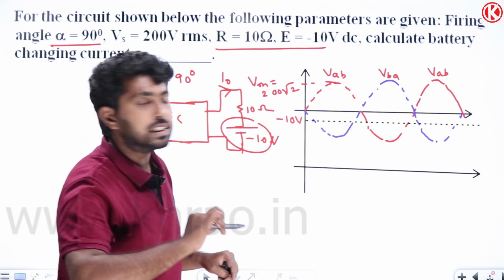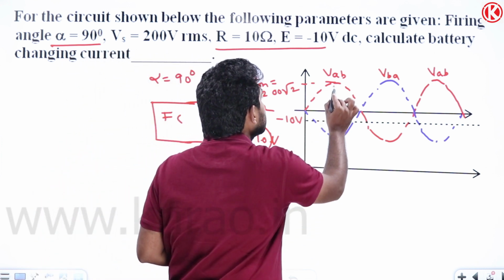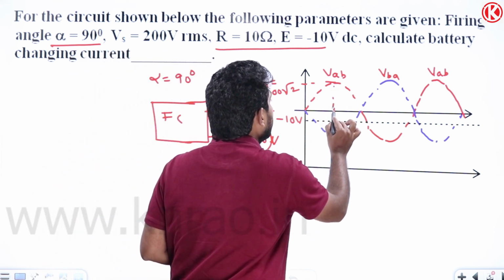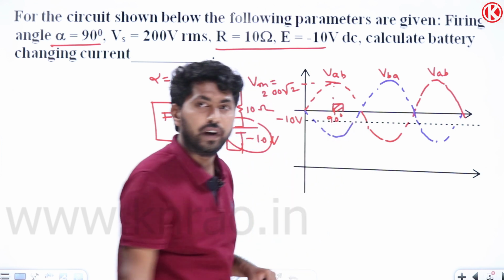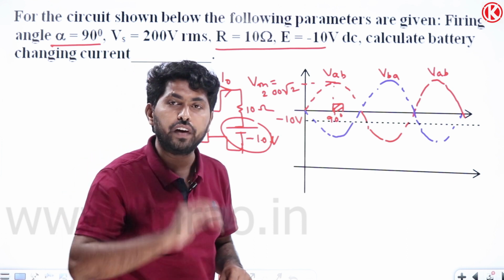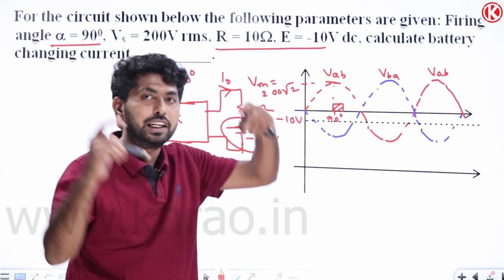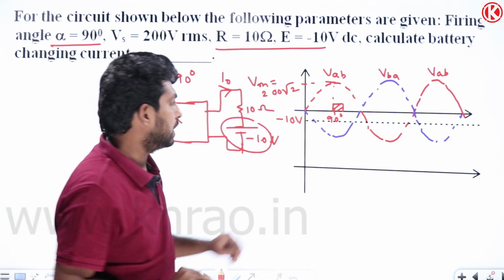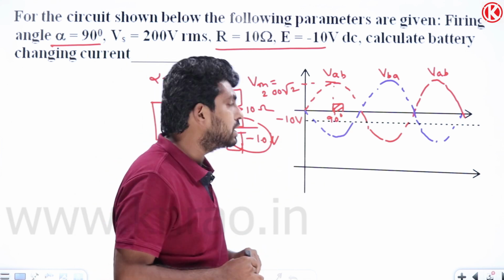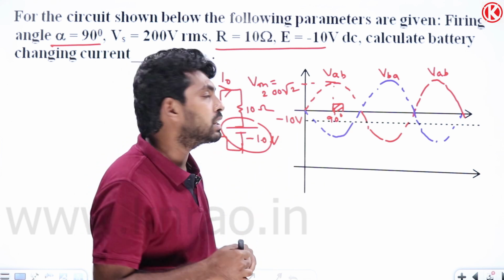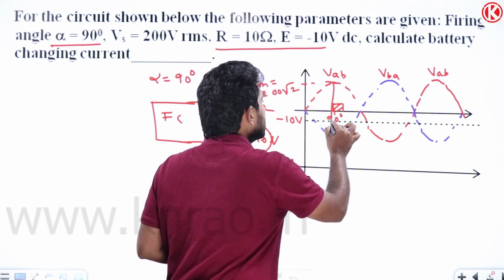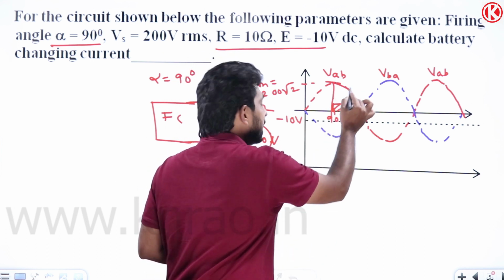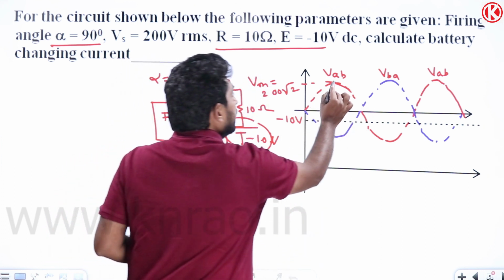Here the firing pulse is given at this instant, that is pi by 2. So at this instant, at 90 degrees, we have given the firing pulse. What happens if I give the firing pulse here? T1 and T2 will get into the conduction state. When T1, T2 conduct, the output voltage is equal to VAB. VAB is the red color line. Let me draw the VAB here.